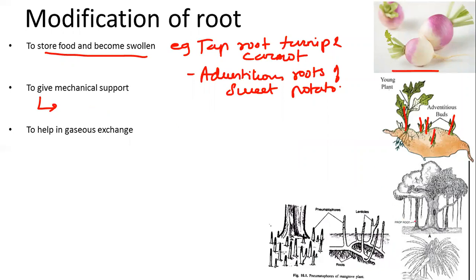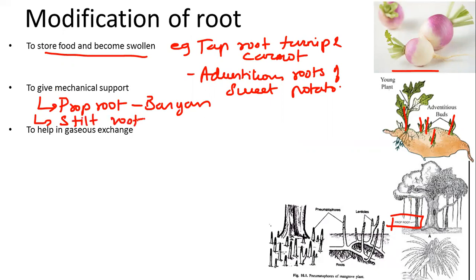The next one also helps in giving mechanical support. In a banyan tree, the roots are called prop roots, and these prop roots give complete mechanical support to the banyan tree. That is one important example. The next one is the stilt root, which usually originates from the lower node of the stem. You can see stilt roots in maize and sugarcane.